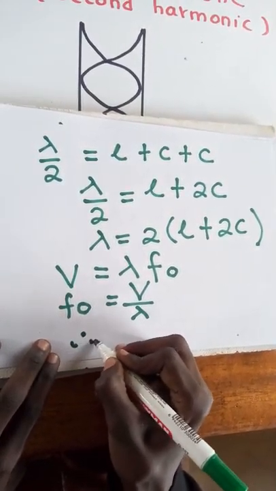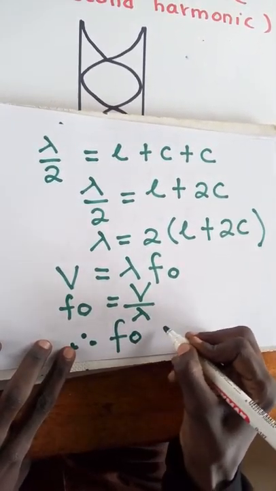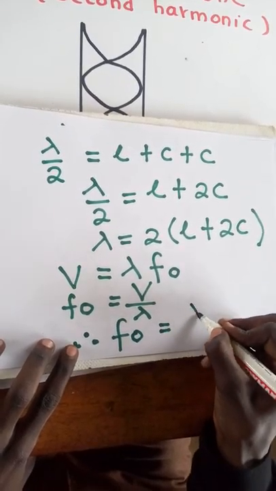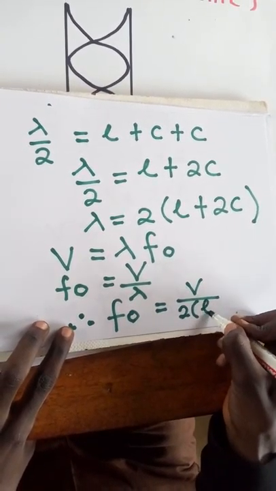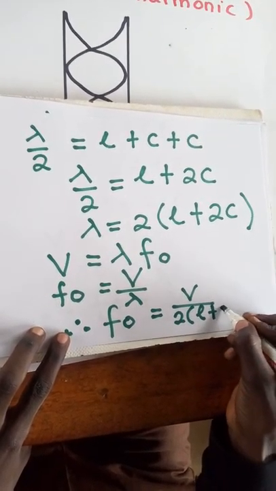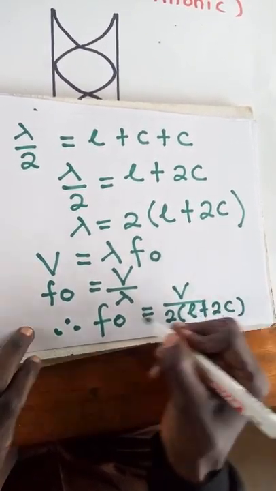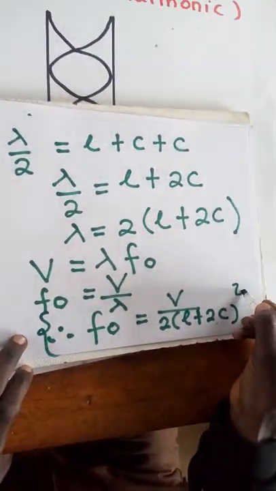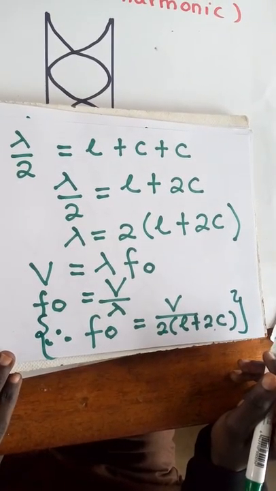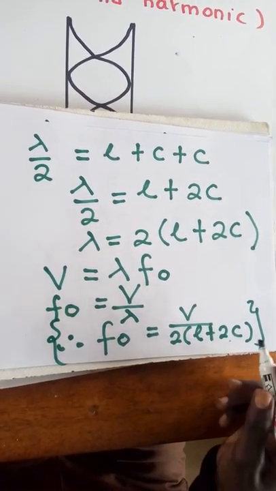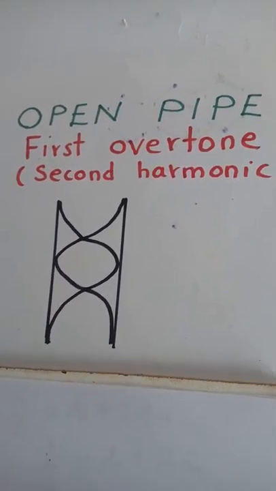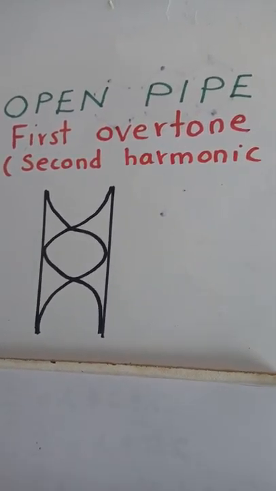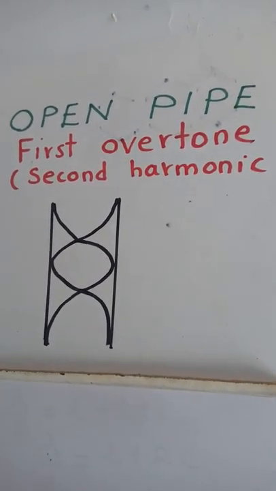Therefore, fundamental frequency is equal to velocity over 2 brackets length of an open pipe plus 2 times end correction. This is the fundamental frequency, or frequency of the first harmonic. Now for the first overtone, which is the second harmonic.